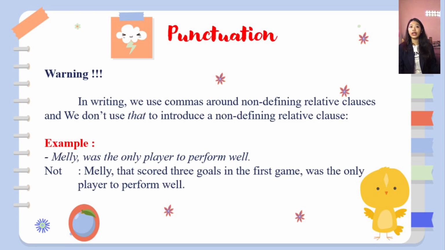Okay, the example here: Melly, who scored 3 goals in the first game, was the only player to perform well. Not Melly, that scored 3 goals in the first game, was the only player to perform well. So, as we know, in a non-defining relative clause we don't need to give essential information, and we don't need it to know who or what is being referred to. So we can make it simple: Melly was the only player to perform well.